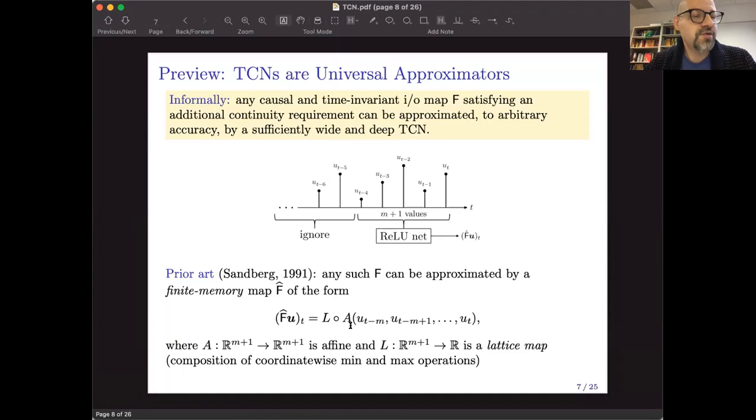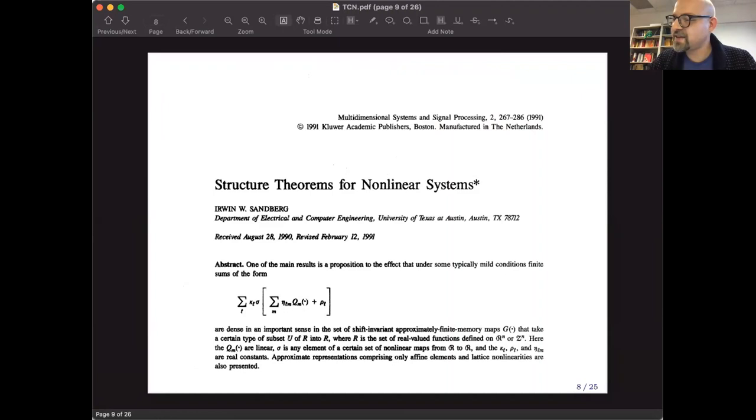Okay, so again, this is kind of the tutorial part. You should be reading papers that were published before 2011, even if you're working on deep learning. So this is a paper by Sandberg called Structure Theorems for Nonlinear Systems from 1991. And you can see the structure is essentially, you can think about this as the inner affine maps composed with an outer layer of ReLU type neurons. So what I'm going to do is replace this by deeper nets, and make everything quantitative, but the key ideas are really due to Sandberg.